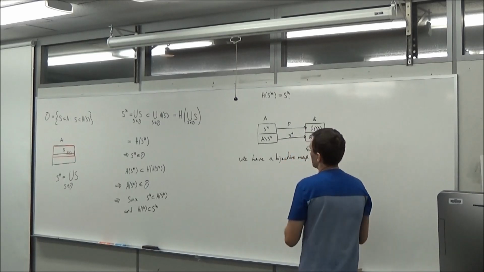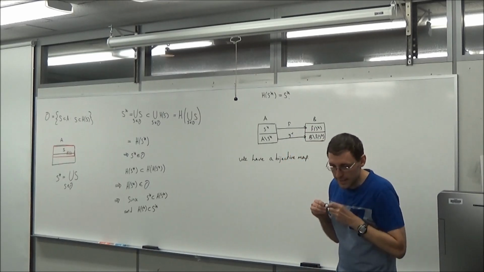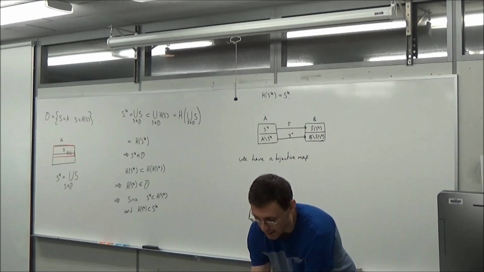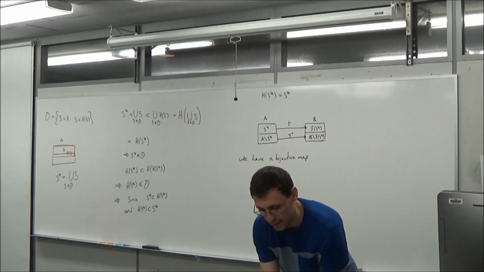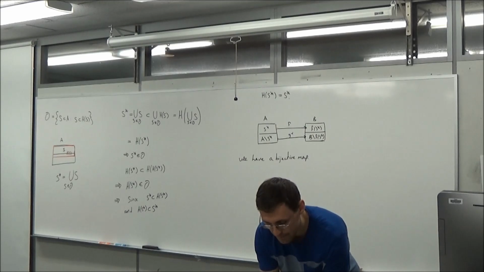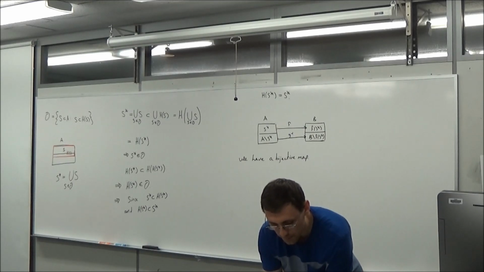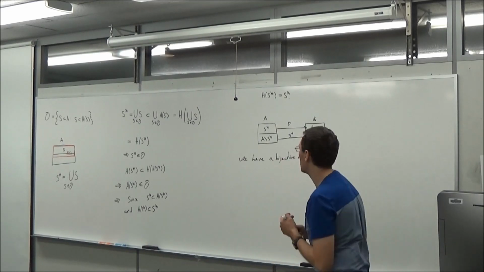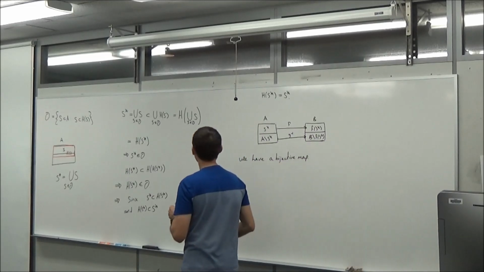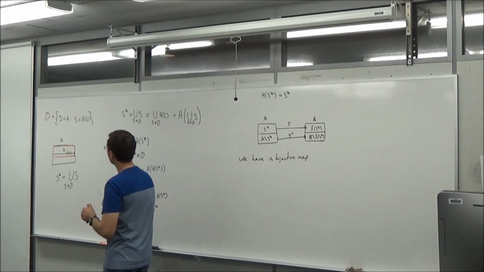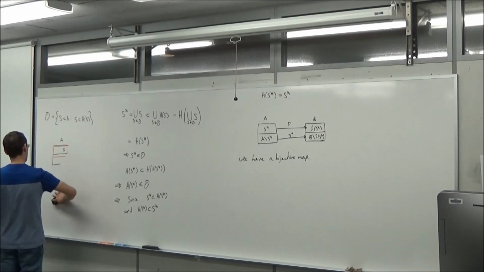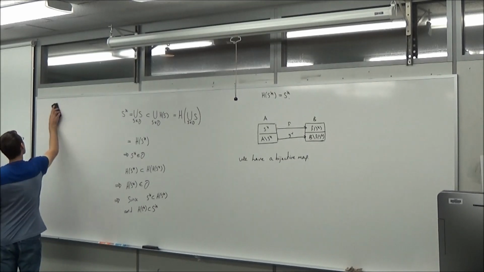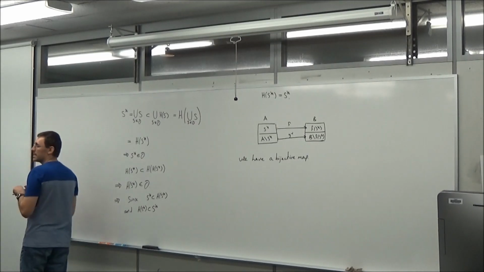Okay, so this gives us a lot of very simple ways of showing that sets have the same cardinality. Let's try to see how that might help. Let's begin with a simple example.